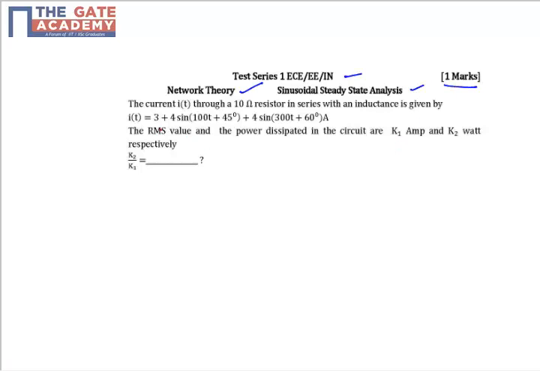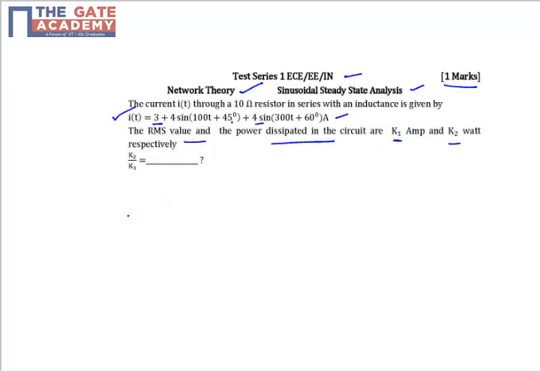Question says that we have an expression of the current i(t) which is 3 plus 4 sin(100t plus 45) and 4 sin(300t plus 60 degree) phase. So actually we have a current i(t) which has a DC component and AC components both. And we need to calculate the ratio of two values. First is the RMS value, that is K1. Another is the power dissipated in the circuit, that is K2, and we need to find the ratio of both.